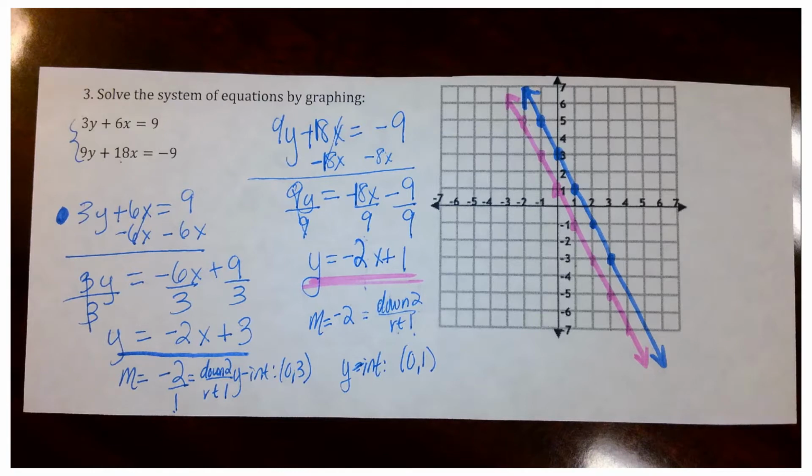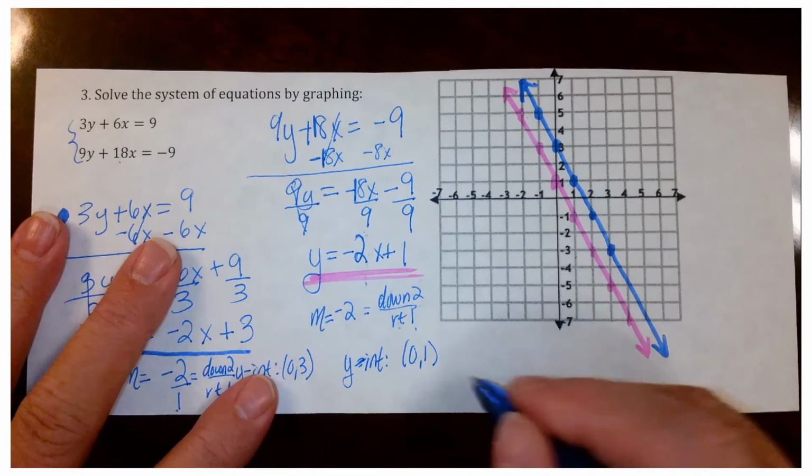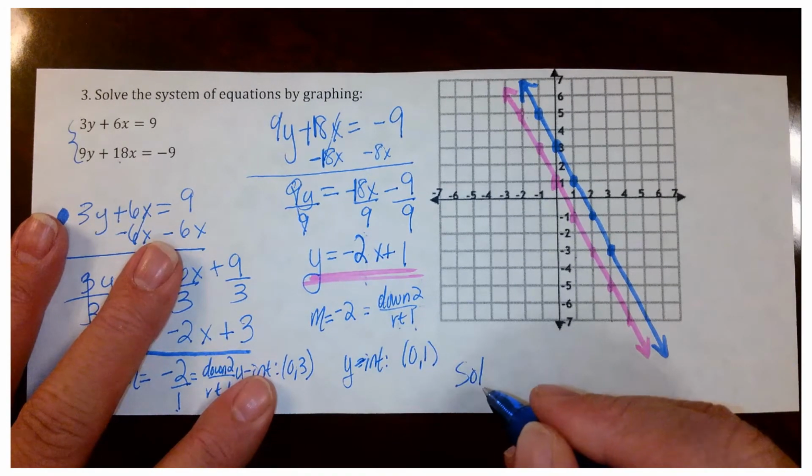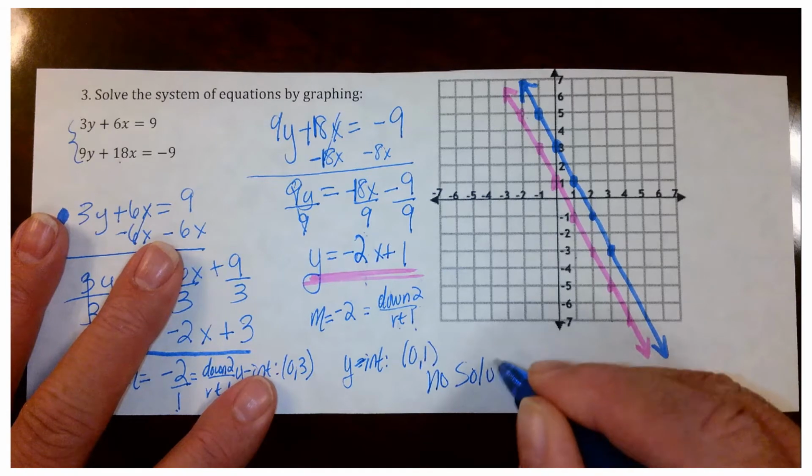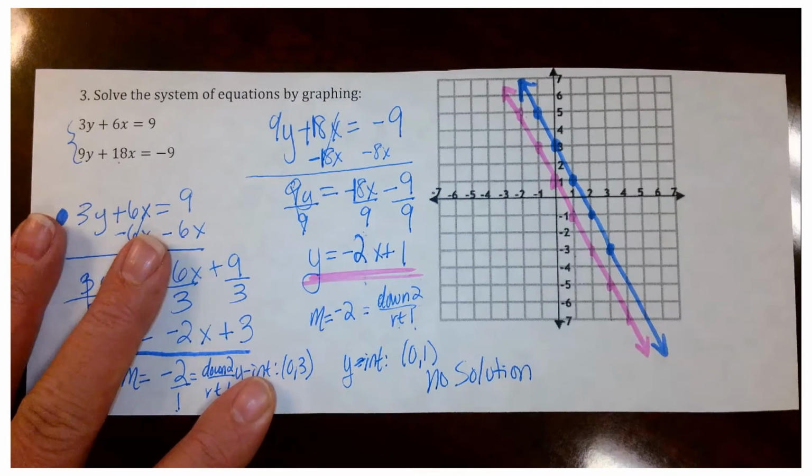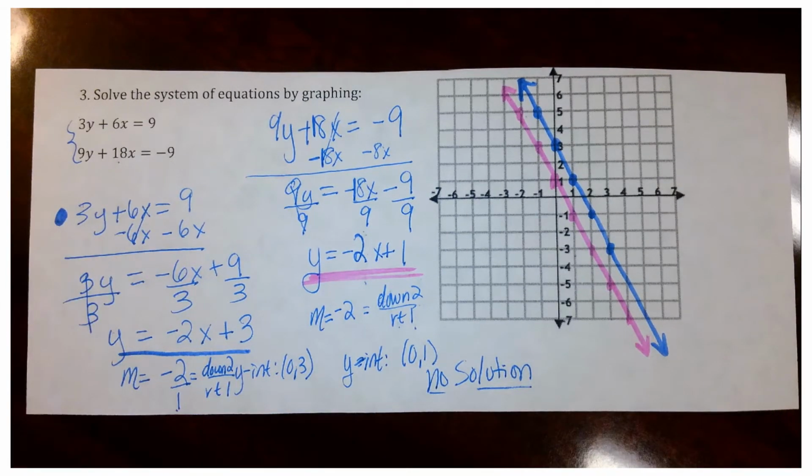Okay, so that worked out. Let's look at this and talk about the answers. So the answer here for a parallel line is nowhere. It does not intersect anywhere. So the solution is, well, there's no solution. No solution. Never going to intersect.